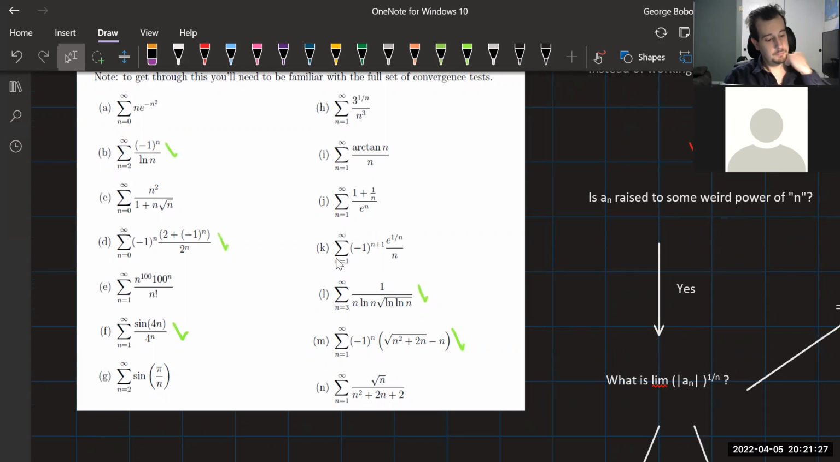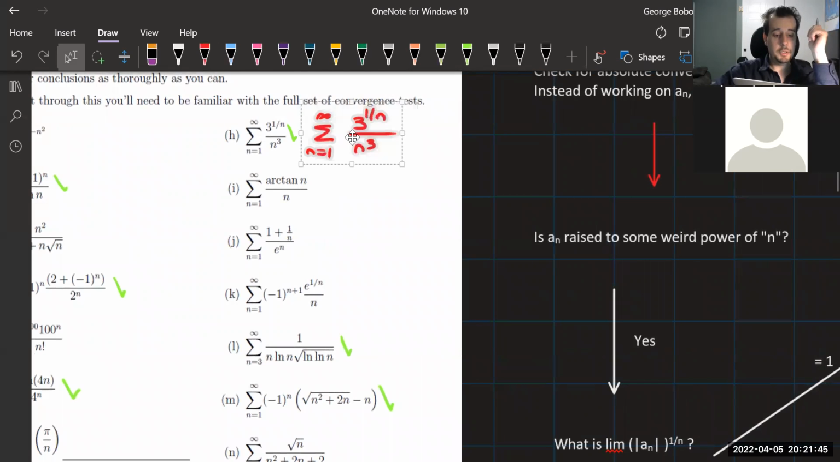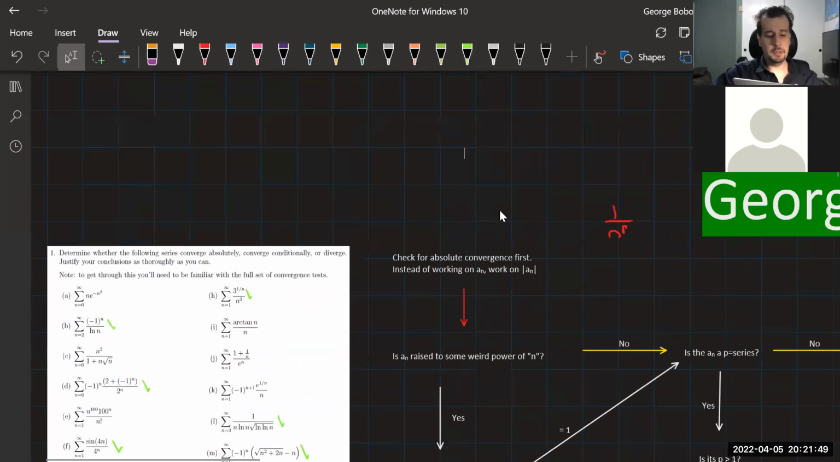H. Okay. So this one says series from n equals 1 to infinity, 3 to the 1 over n, cubed. Okay. All right, let's put it down. Actually, let's start from here just immediately.